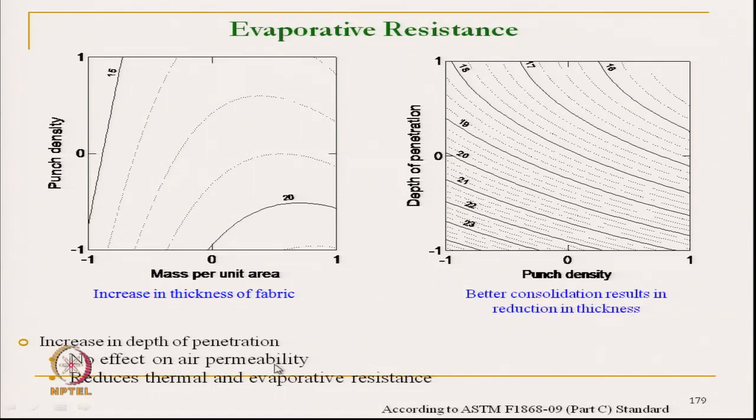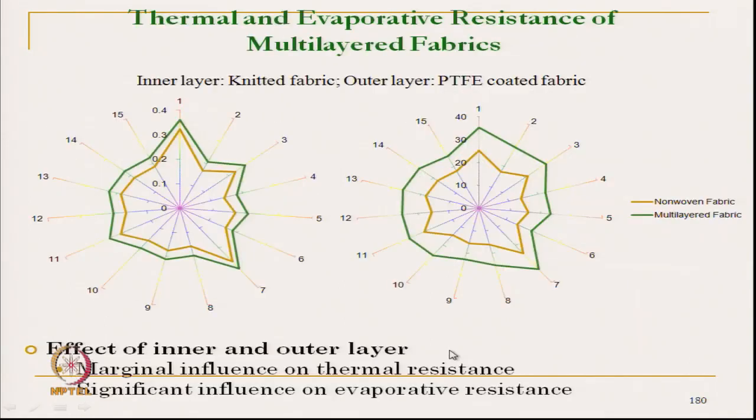So, we see that the evaporative heat resistance reduces with the increase in punch density or depth of penetration, and there is no effect of air permeability. And this picture shows the effect of the layers present. Without a layer, this inner curve shows the fabric thermal resistance, and this is the evaporative resistance of the fabric without any layers, only non-woven fabric.